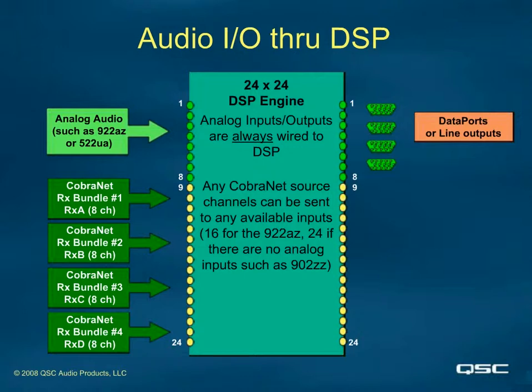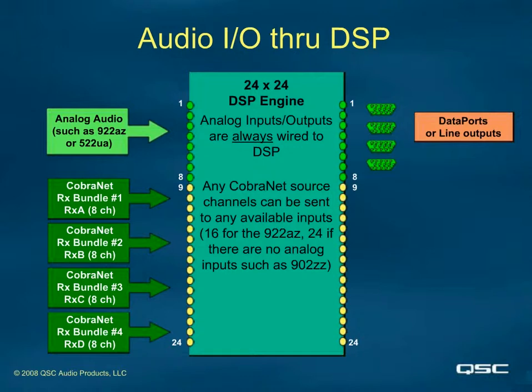Any CobraNet-capable basis can receive up to 4 CobraNet bundles at the same time, with up to 8 channels present in each bundle. Now that would be 32 signals hitting the box. You may choose any of those signals to connect to the DSP engine up to the number of available DSP inputs as mentioned. You don't have to choose the CobraNet channels in any particular order. You could choose 3 channels from the RxA bundle, 2 from RxB, 7 from RxC, for a total of 12 CobraNet signals. And that's per config.